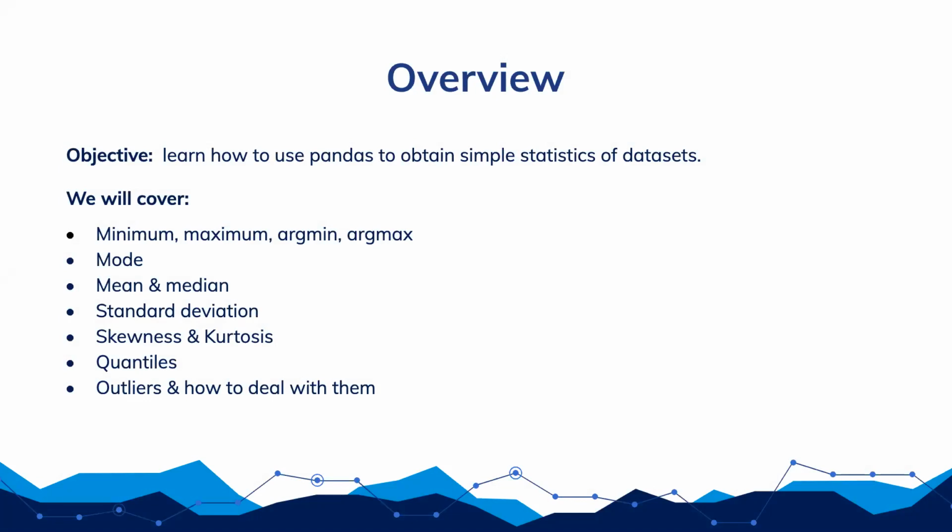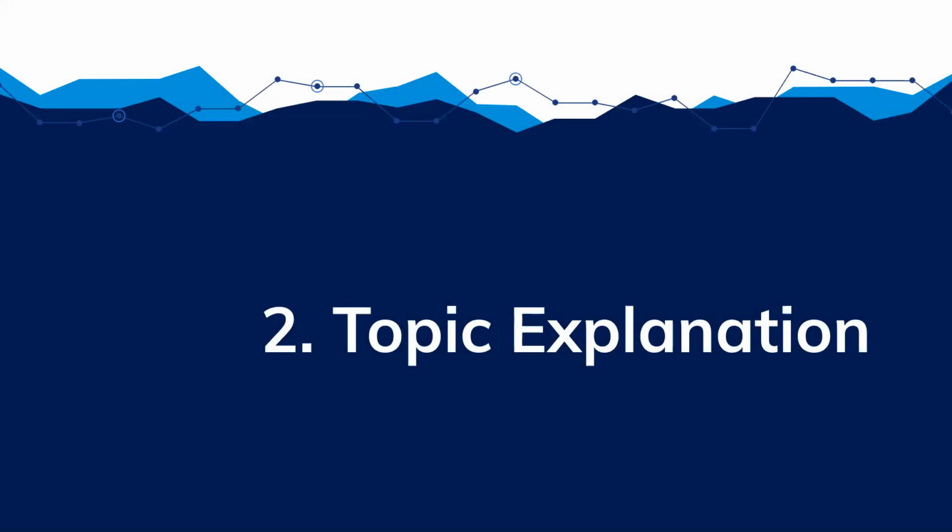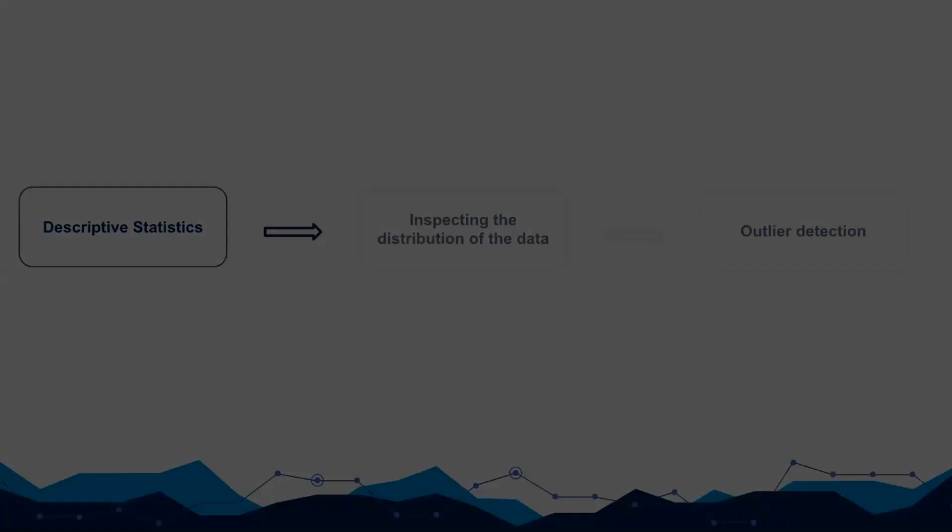So the main objective is to teach you how to use pandas to obtain simple statistics of data sets. We'll cover things like how to get the minimum and the maximum, the mode, the mean and the median, standard deviation, what is skewness and kurtosis, what are quantiles, which we also mentioned before, and outliers and how to deal with them, okay? So there's lots of stuff. I'll try to be fast. So let's start with descriptive statistics.